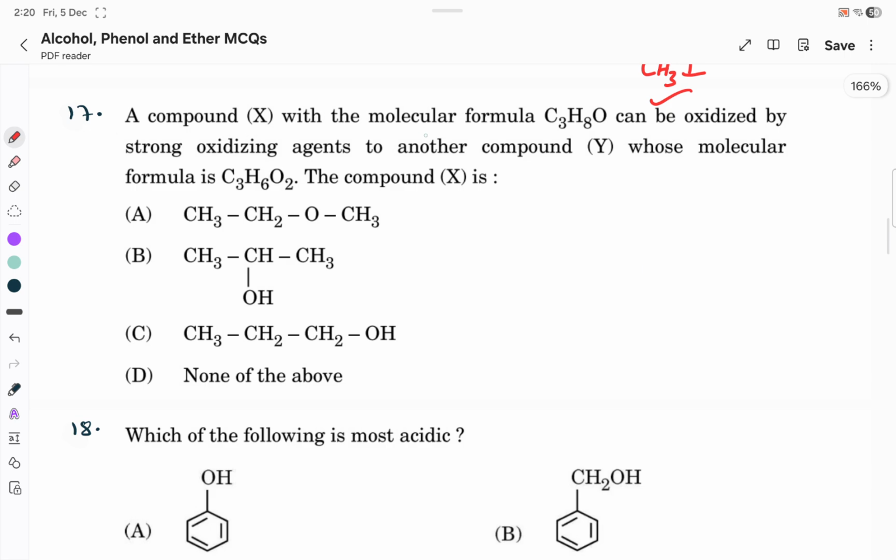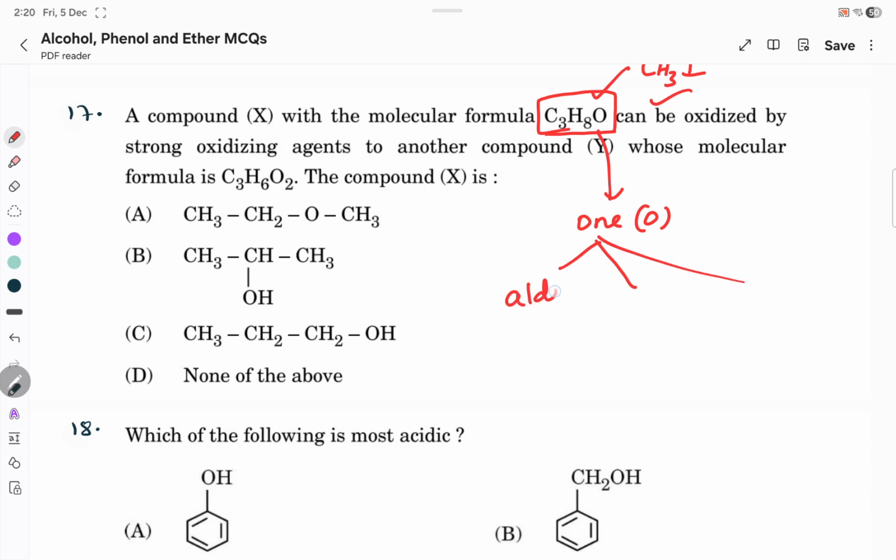A compound X, molecular formula C3H8O, can be oxidized by a strong oxidizing agent to another compound Y whose molecular formula is C3H6O2. So when I see this molecular formula, we have only one oxygen. There are three functional groups with one oxygen: one is aldehyde, another is ketone, or it can be an alcohol. So now we have to write all possible structures with carbon 3.